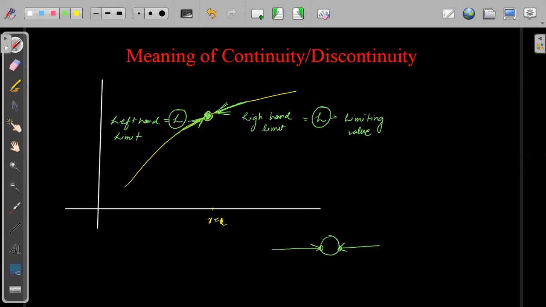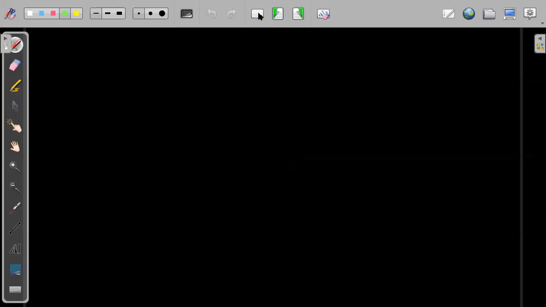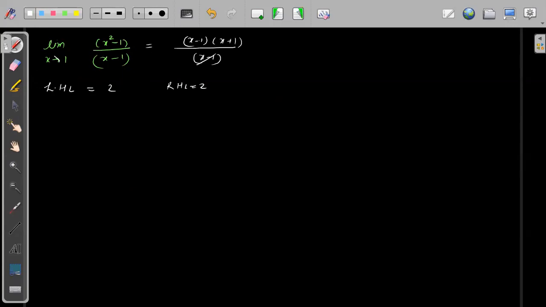For example, we have seen the limit as x tends to 1 of x square minus 1 upon x minus 1. What was the limiting value for this one? Will the limit exist? When we calculated it, the left hand limit was 2 and the right hand limit was also 2. The function is x minus 1 into x plus 1 upon x minus 1.